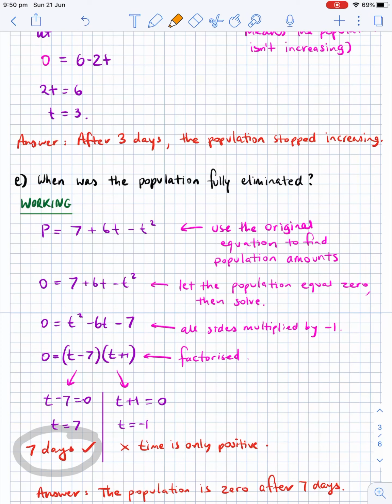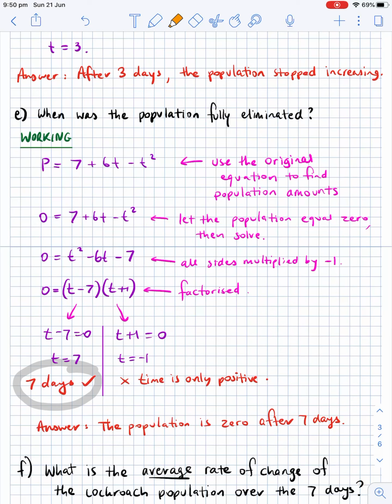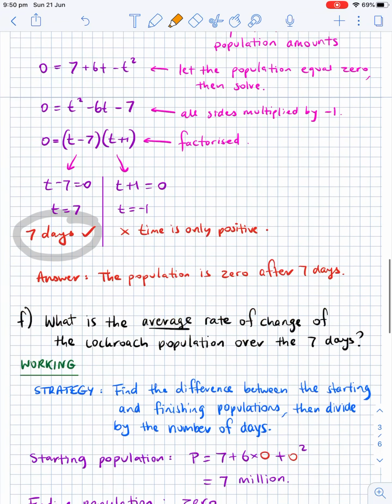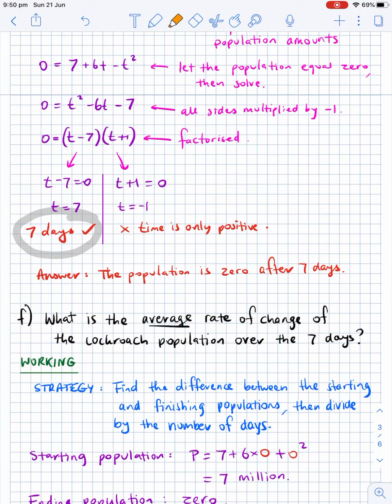What 2 numbers multiply to give -7 and add to give -6? The answer is -7 and +1. Then using the null factor theorem, we let each of these brackets equal 0, and then we can solve for t. So we get that t is equal to 7 and t is equal to -1. Because t represents time, you can't have -1 as a time, so you don't consider this part of the solution. You only consider the positive side. Therefore, our population is going to be 0 after 7 days, which is our final conclusion. After 7 days, the population was extinct.